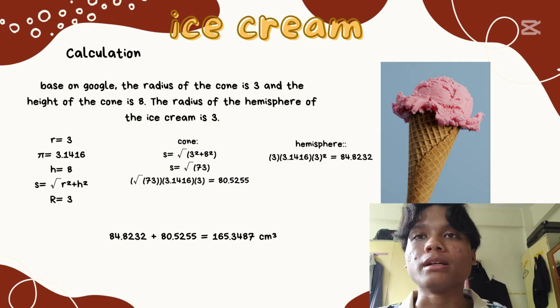Step 3, calculation. The first step, we are going to find the slant length. The second step, find the surface area of the cone, the open base. The third step, find the surface area of the hemisphere. And the last step we are going to do is the total surface area. And we are going to get the answer, which is 1651.35 cm squared.